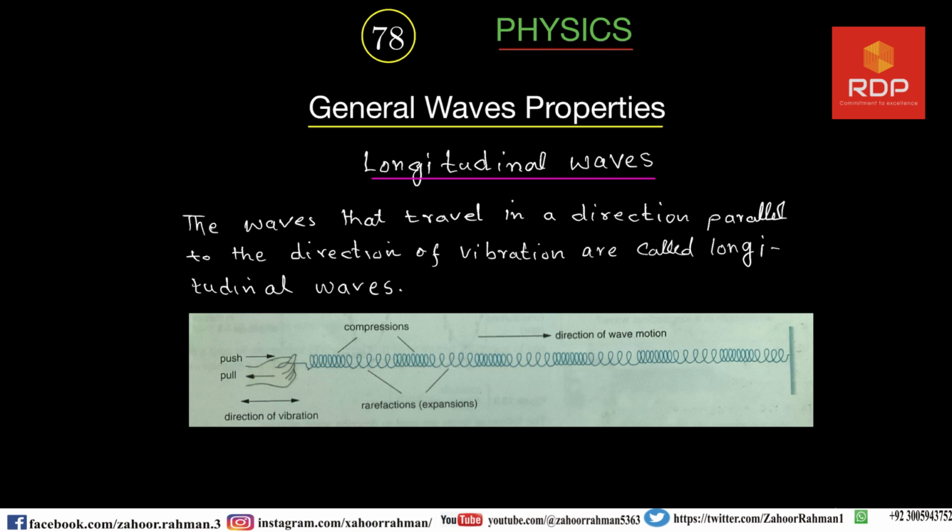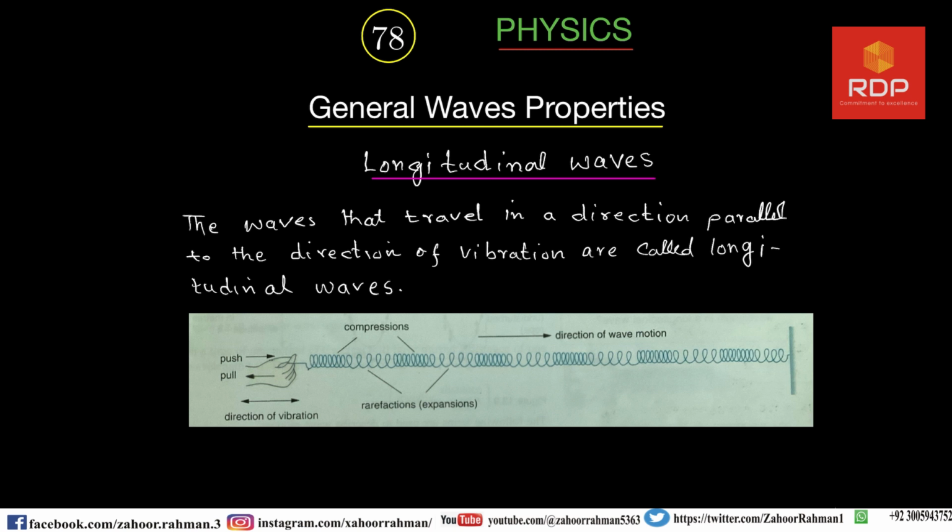The type of mechanical waves in which the medium particles are propagating parallel to the propagation of waves is called longitudinal waves. Another definition is the waves that travel in a direction parallel to the direction of vibration are called longitudinal waves. Dear learners, I told you that there is one exception between the two definitions. So that is the parallel and perpendicular.